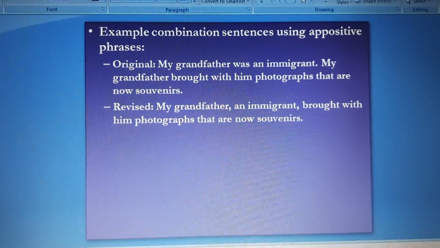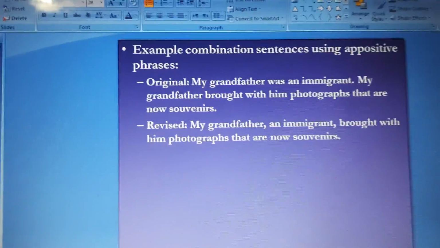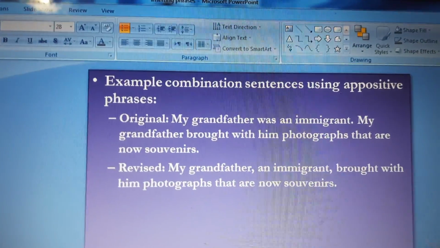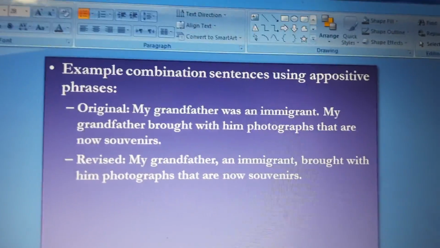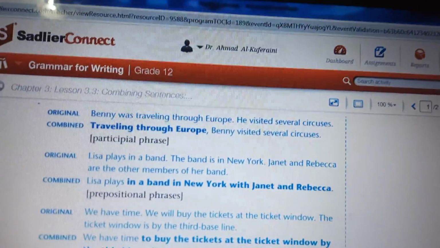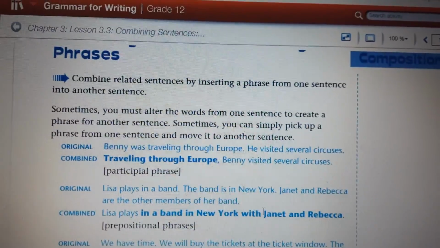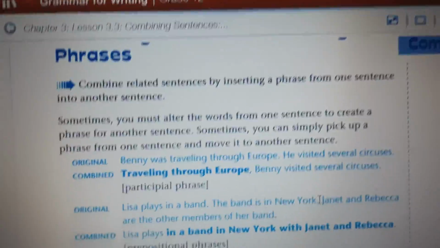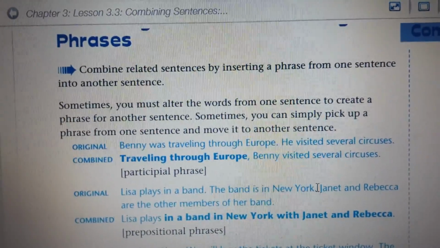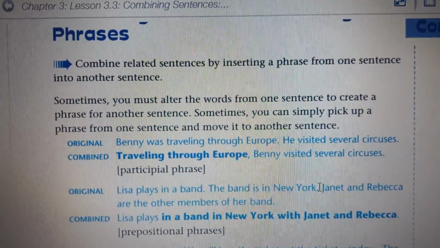I just want you to take a look at these two sentences, and you can notice by yourself how the changes happened and how you can write your own sentences. Okay, I'm going to show you some examples from the book. So here, Benny was traveling through Europe. He visited several circuses. So instead of saying that: traveling through Europe, Benny visited several circuses.